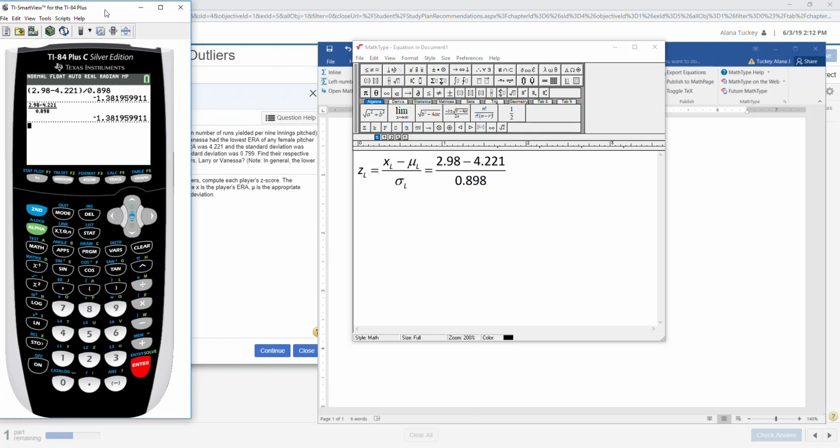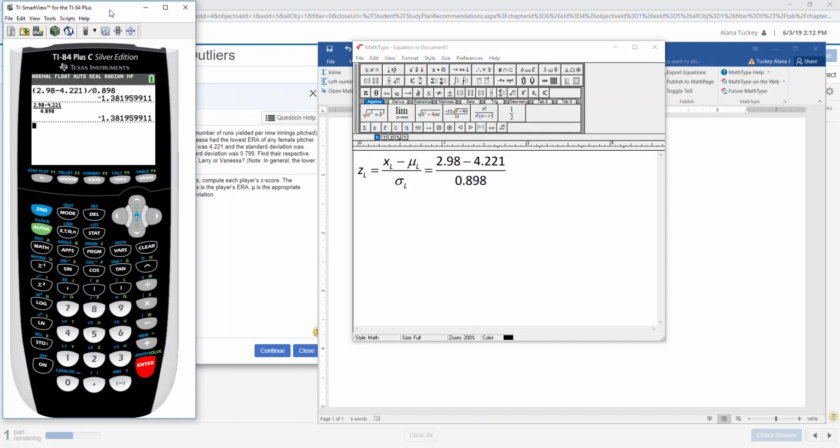Remember that you can update those operating systems for free, either in the Center for Student Success or by connecting your computer to your calculator and going to the TI website, and you can look for it there.